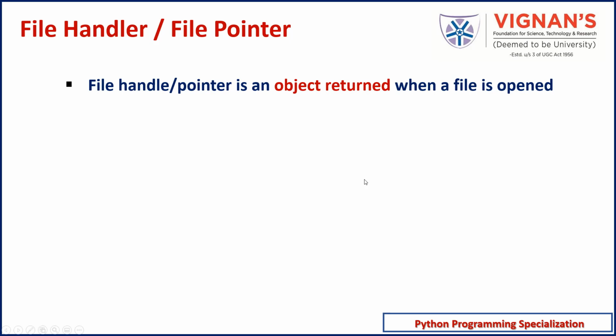The file handler or the file pointer is an object returned when a file is opened. For example, consider the statement where you are opening a file sample.txt in the read mode. Whenever the open method is used to open a file, a file pointer is returned by the open method, and in this case we are storing the file pointer in the variable fp. This file pointer can also be referred to as file handler.